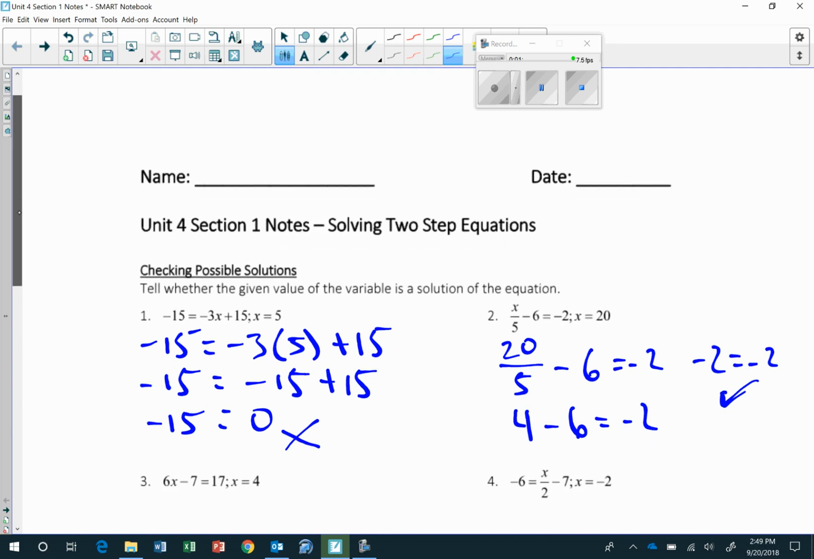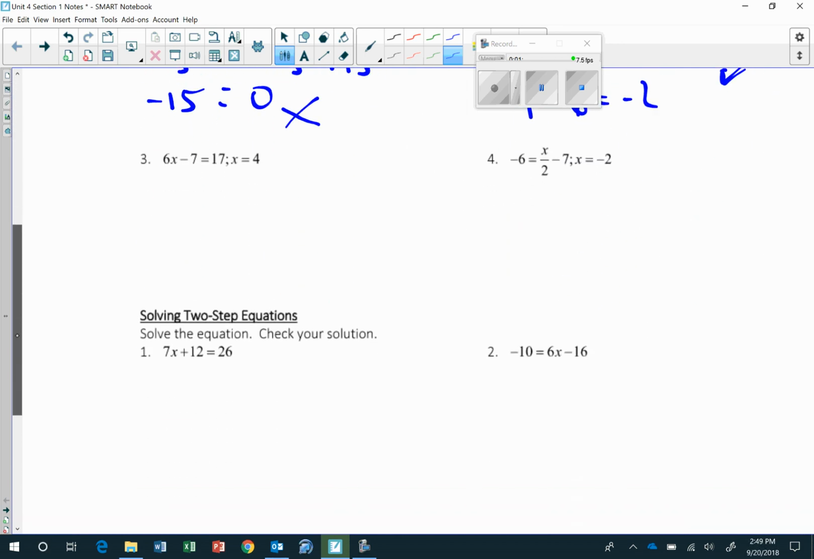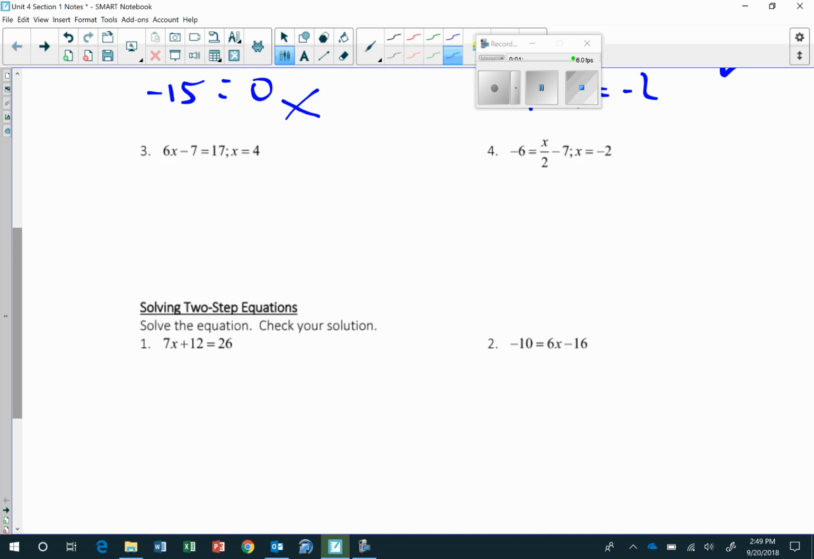All right, so I'm going to leave 3 and 4 for you to try. Again, you're just plugging in that value for x, working it out, and seeing if you get the same thing on both sides.